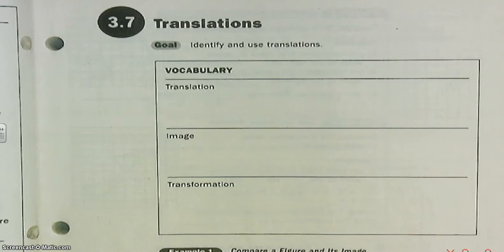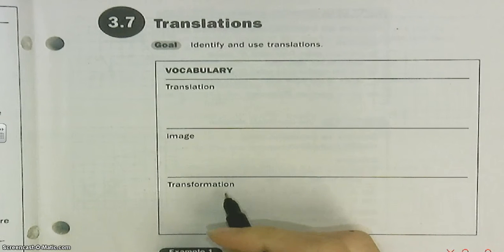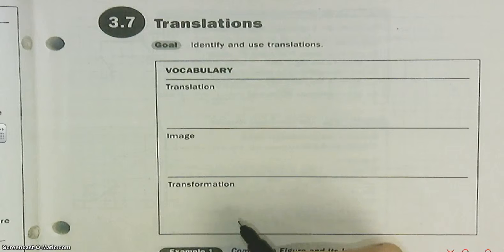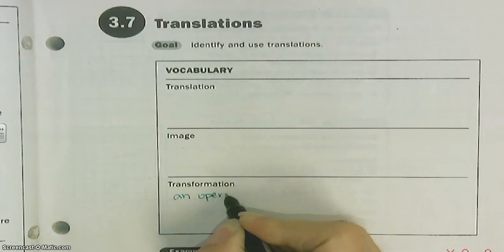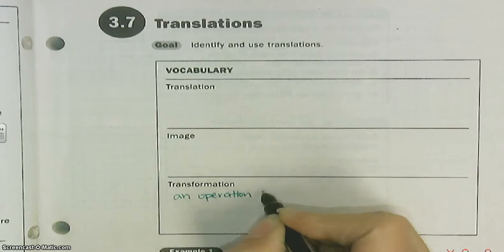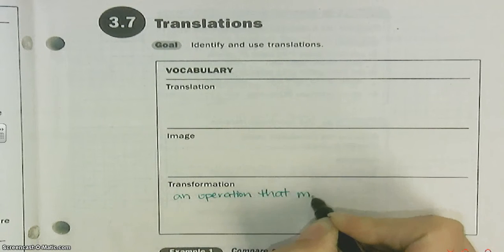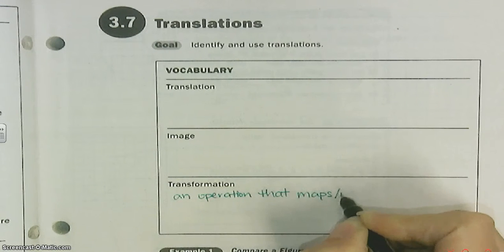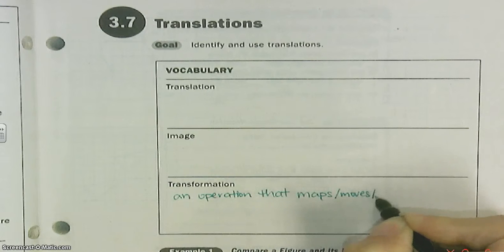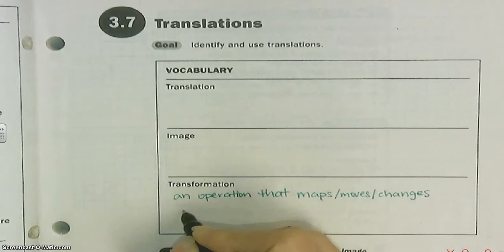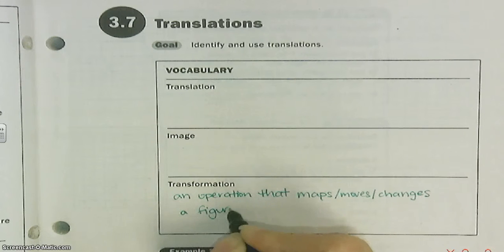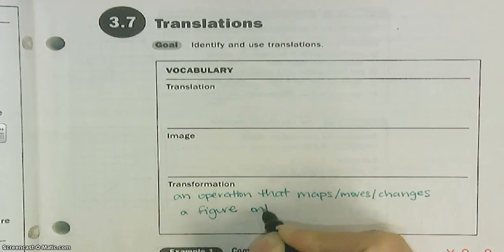We're going to start here with transformations because there's multiple kinds of transformations that we're going to be talking about. You've probably heard of the Transformers, right? Transformers change. That's what a transformation is. It's an operation that maps, or you can think about it as moves or changes, because transformation means change, a figure onto an image.